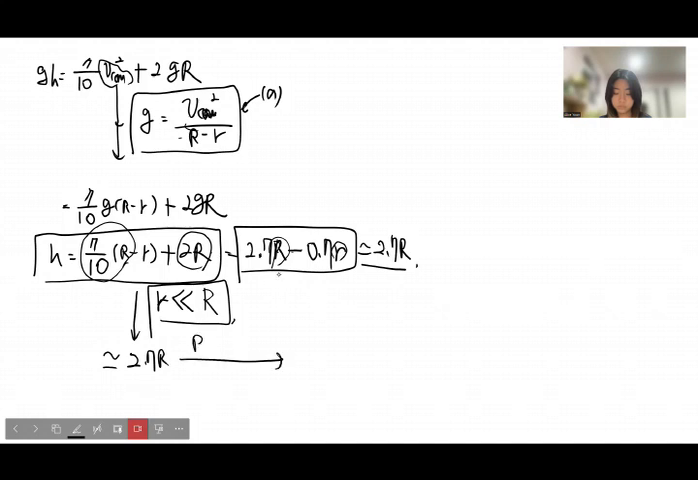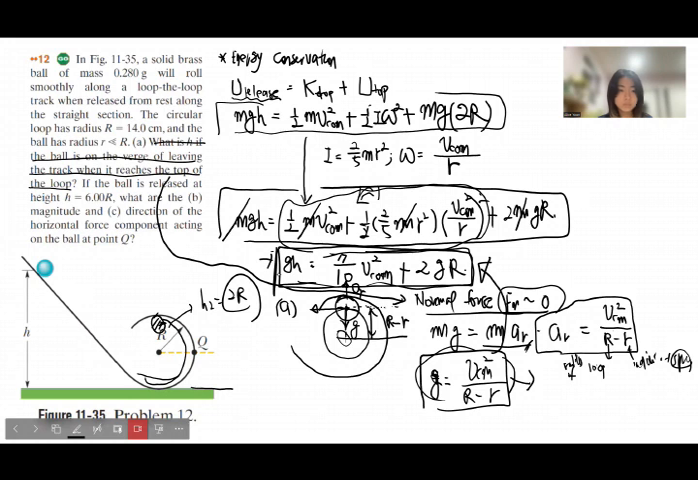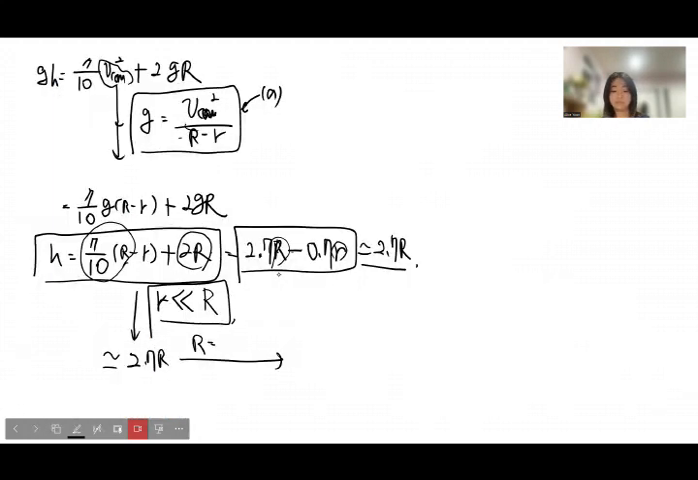Now R is the given condition. What is R? R is, let's see, 14 centimeters. You plug it in, then h is 2.7 times 14 centimeters. So that is 37.8 centimeters.